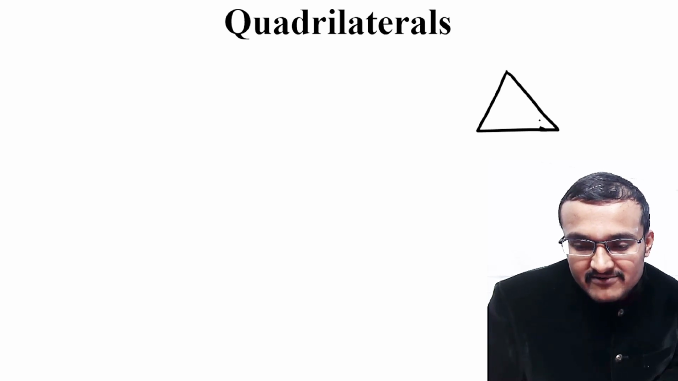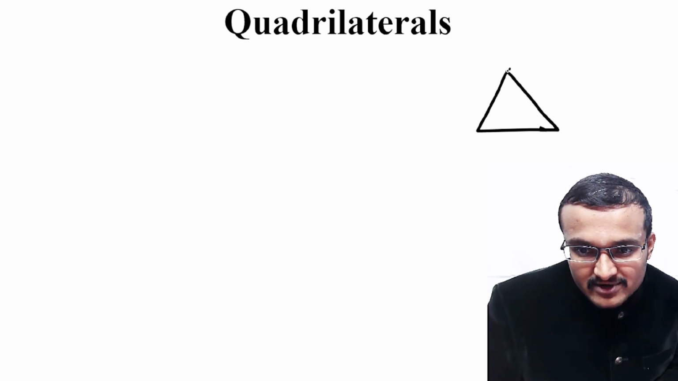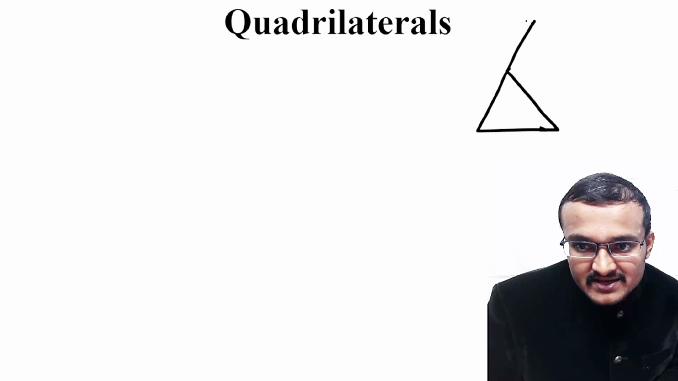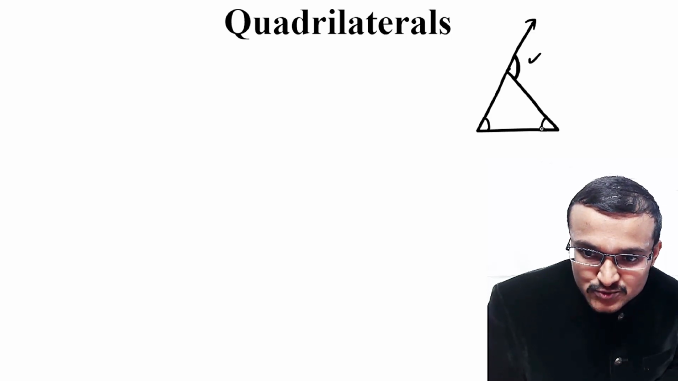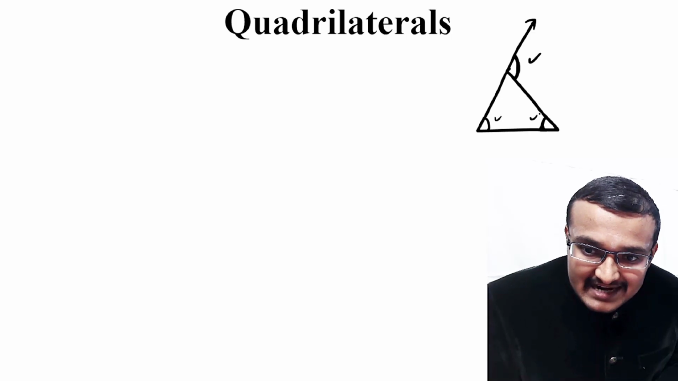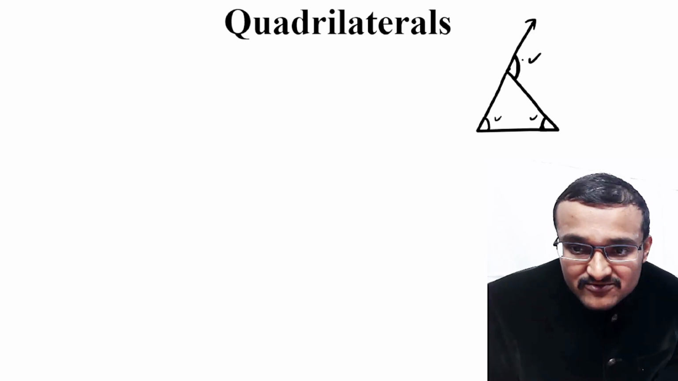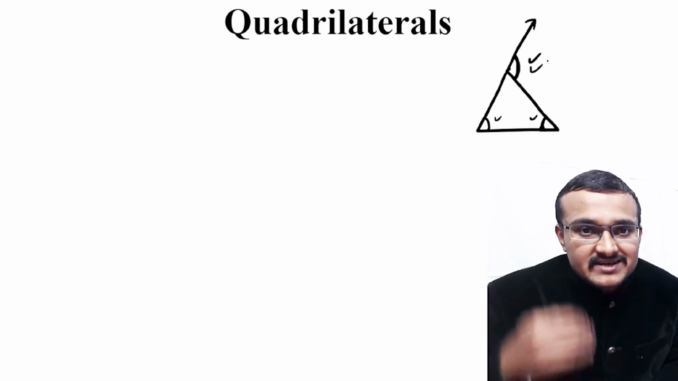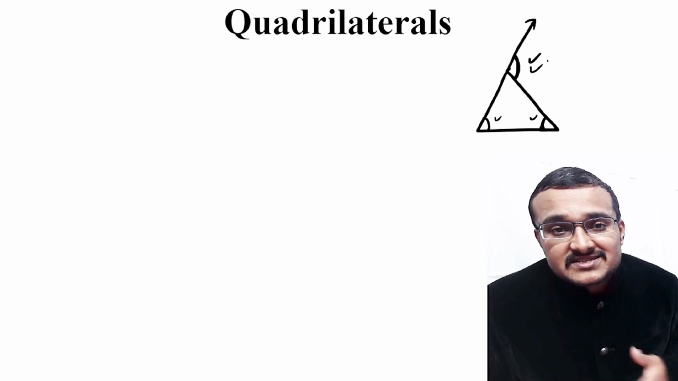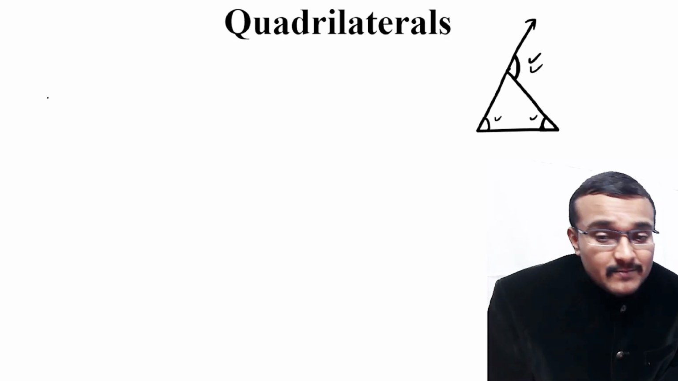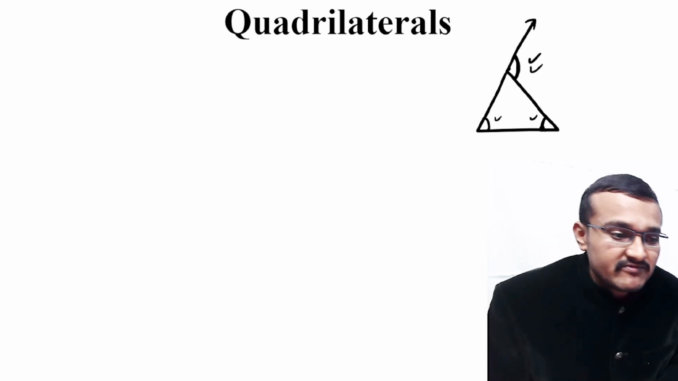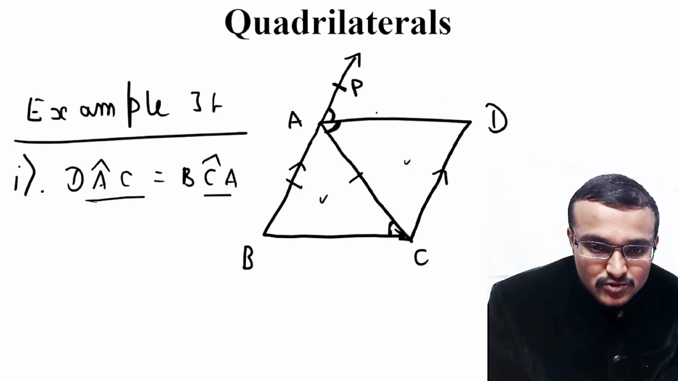So if you have a triangle like this, and if one side of a triangle is extended, then this acts as the exterior angle for this particular triangle, and this exterior angle will be equal to the sum of these two interior angles. So if you add those two interior angles, then that will be equal to this opposite exterior angle. So this is the exterior angle property of a triangle. Based on this rule, we will apply this particular rule here.